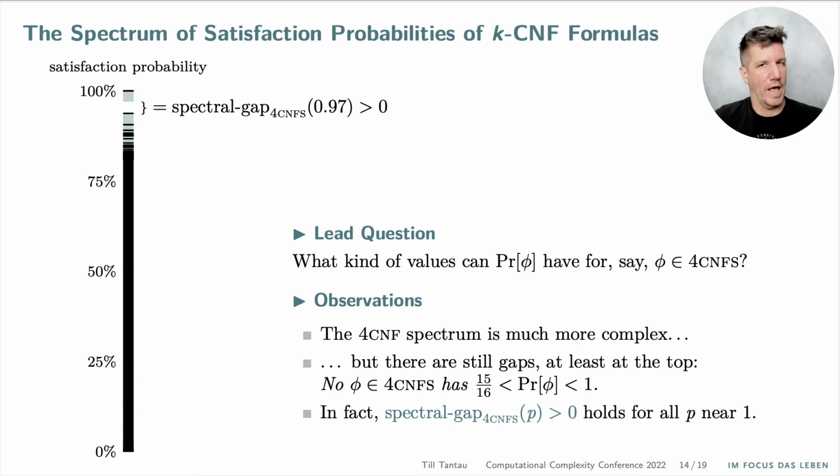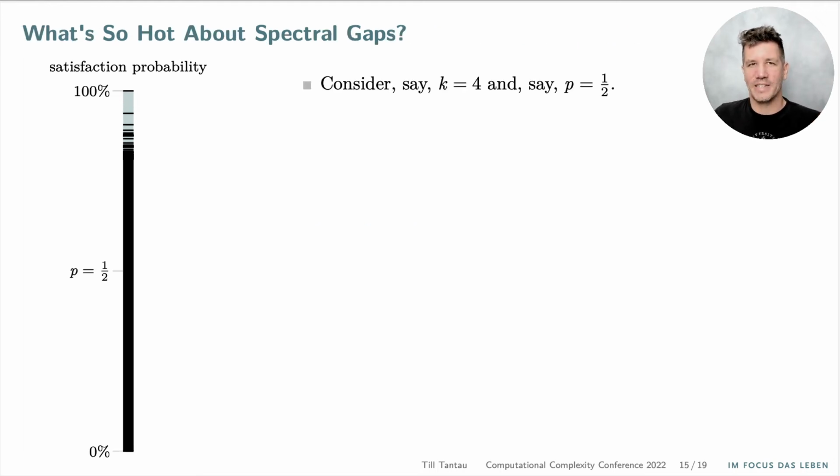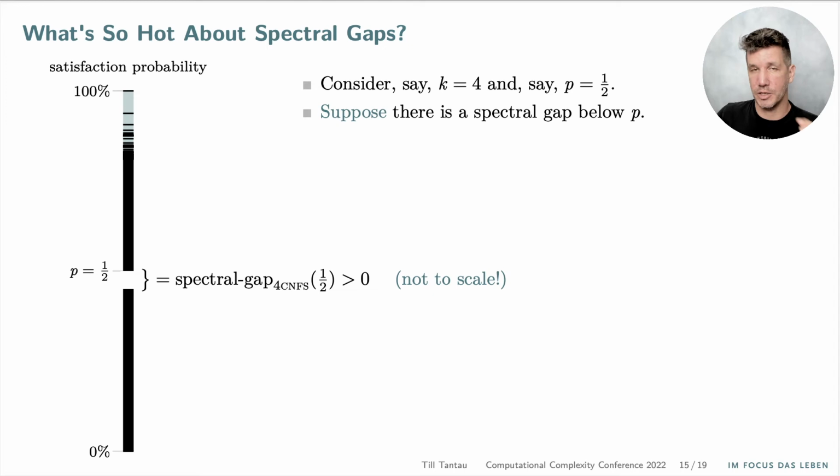Okay. Well, why is this interesting? So what's so hot about these spectral gaps? And for that, let's stay with k equals 4. Now let's go down to, say, 1/2. And suppose there is a spectral gap there. So it's not dense. So there's something. If there is one, it's certainly not going to look like this. It's going to be much, much smaller. But suppose there is a spectral gap down there.